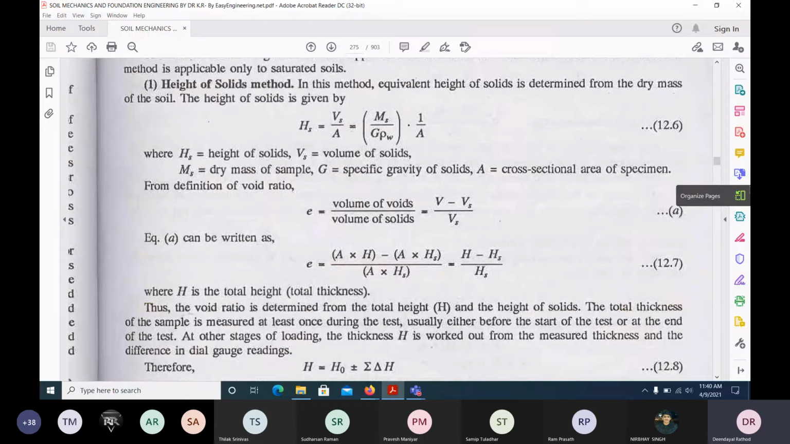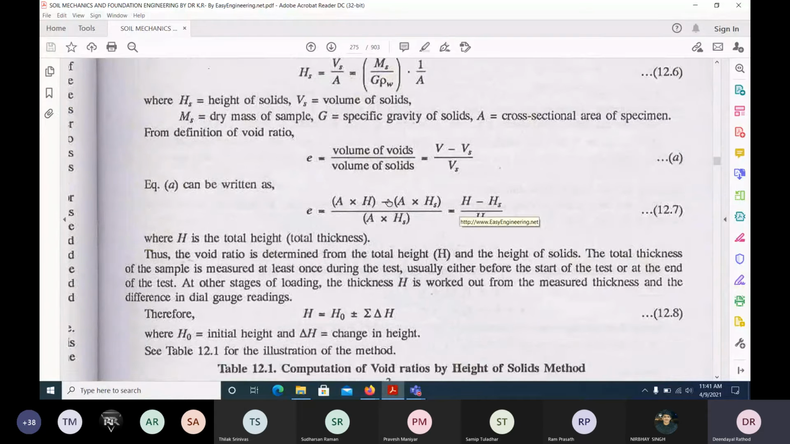How can we write this volume of voids? We can write the total volume minus the volume of solids, which gives the volume of voids, divided by the volume of solids. So this equation can be written as area times height minus area times Hs, the height of solids, divided by area times Hs. So e can be written as (H minus Hs) divided by Hs. So here the void ratio can be measured with respect to H, where Hs is the height of the solid.